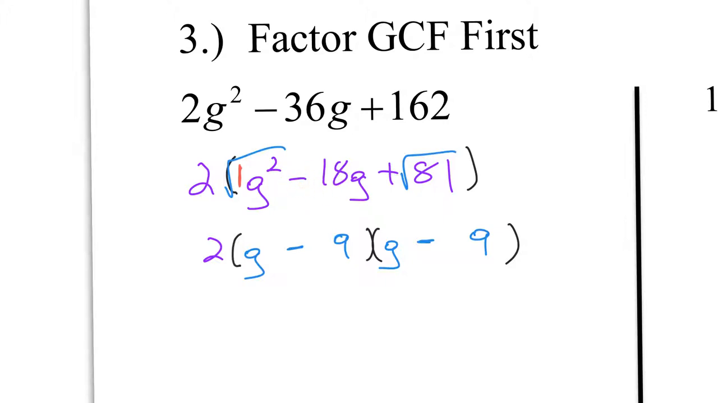If you multiply negative 9 times g, that's negative 9g. Keep that in your mind. g times negative 9, that's another negative 9g. Negative 9g minus 9g is negative 18g. So this one works. So now you just write down your answer. You bring down the 2. There's your binomial, g minus 9, squared.